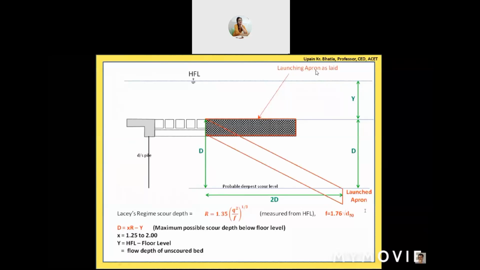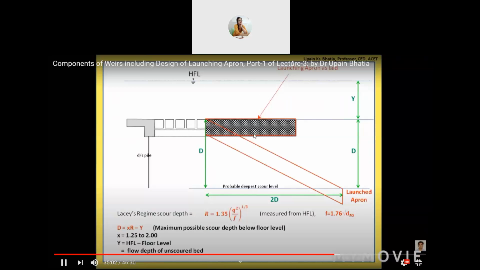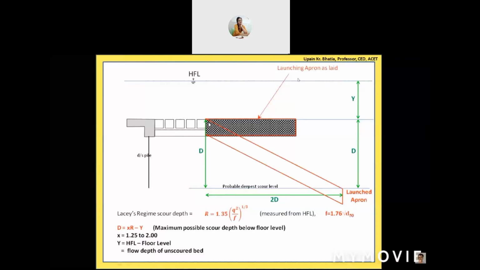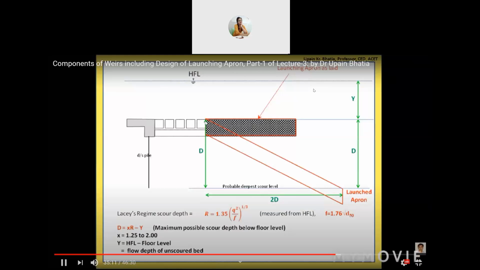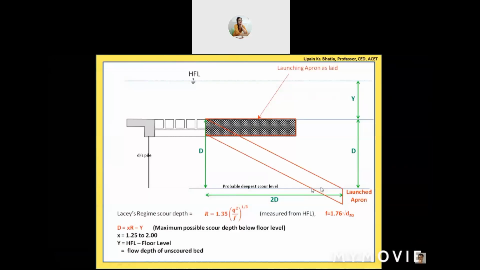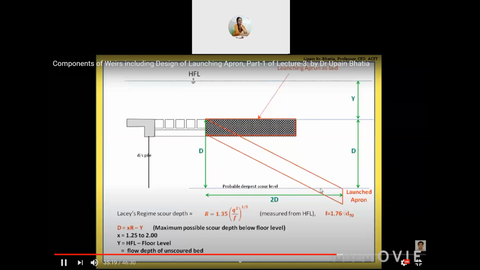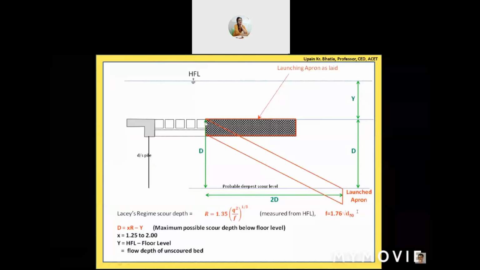So this launching apron is as laid. This is what we provide. But in the case of flood, it will launch itself into this position. So this is the launched apron. So the launched apron will be of this shape. And if you see this top line, it is up to this deepest scour level. And this horizontal dimension is twice D. And this vertical dimension is D.